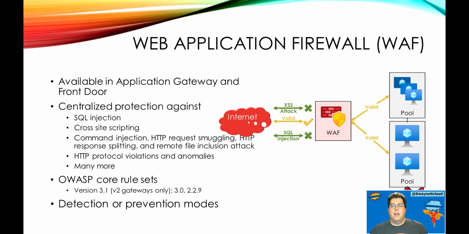But the web application firewall can protect against a lot of common attacks such as SQL injection and cross-site scripting, common injection attacks like HTTP request smuggling, and protocol violations and anomalies. There's also a common rule set that you can put into play that utilizes the OWASP list of threats. And it also has both detection and prevention modes.